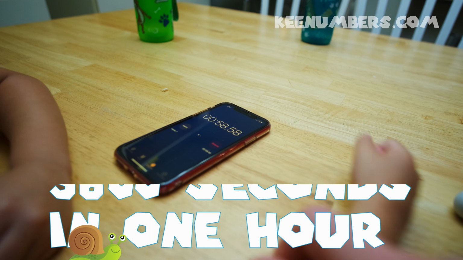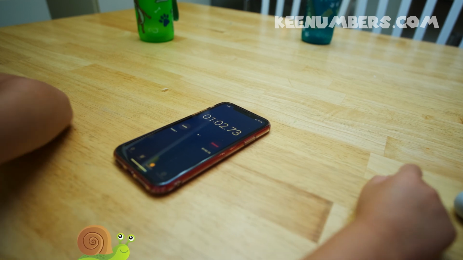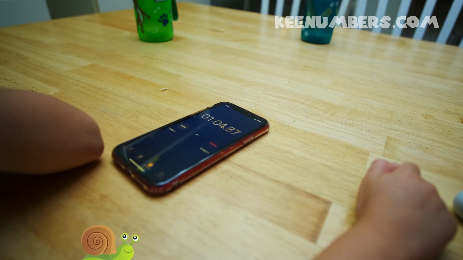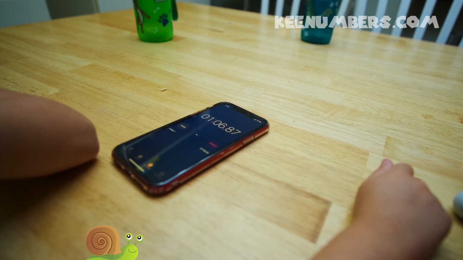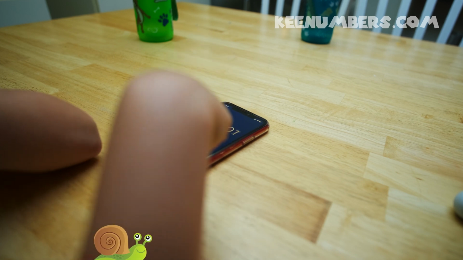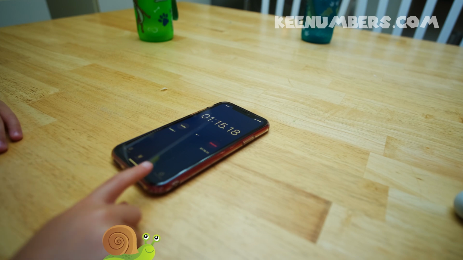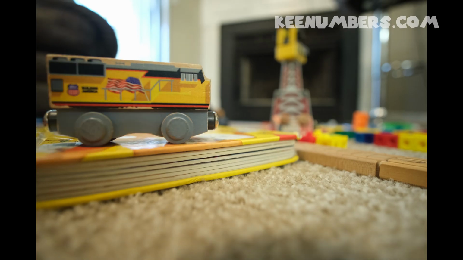Here we go. Let's see it. 1 minute. And then it resets on the seconds counter. 1 minute and 4 seconds. 1 minute and 5 seconds. 1 minute and 6 seconds. And it'll just keep going because there are 60 seconds in every minute.